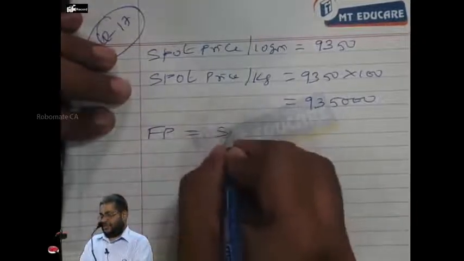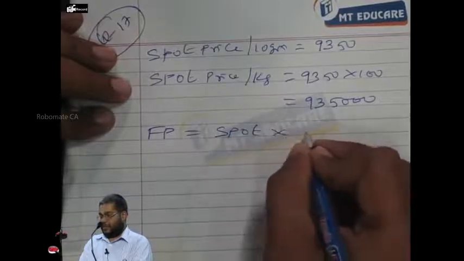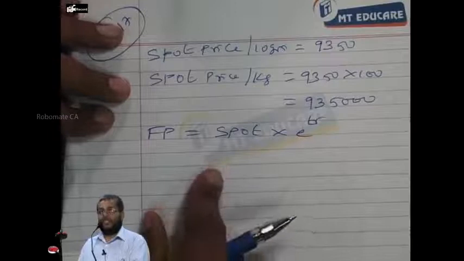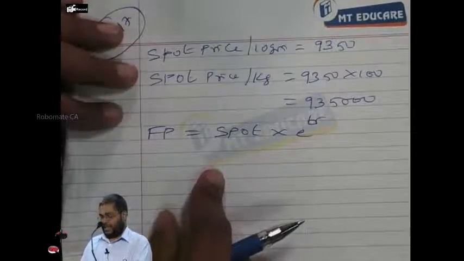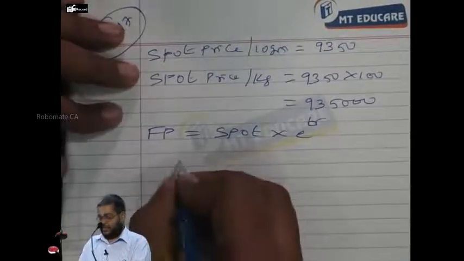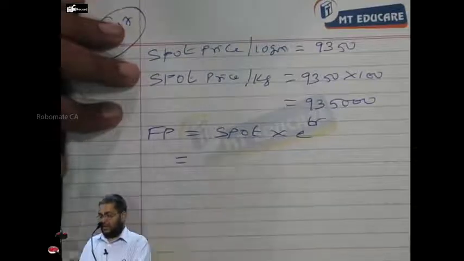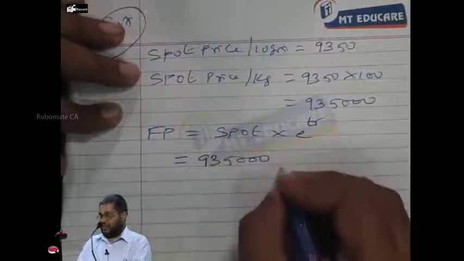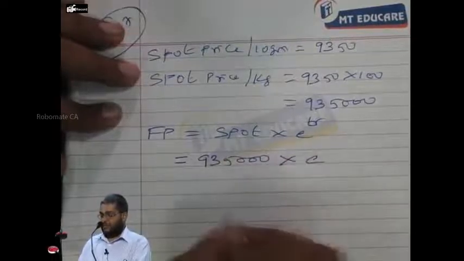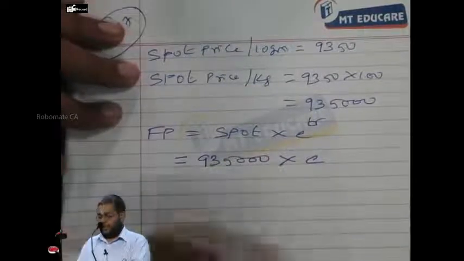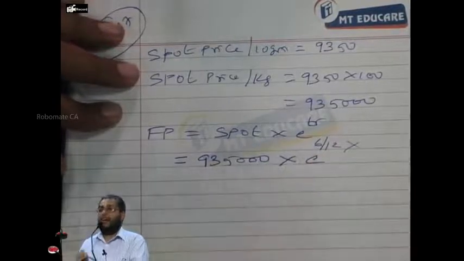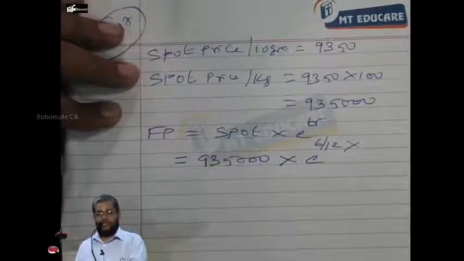Futures price is equal to spot price into e power rT. Now, what is the spot price? 9,35,000 into e power. How many months is the gold future? Tell me. 6 months. 6 by 12 into r, where r is the cost to carry.